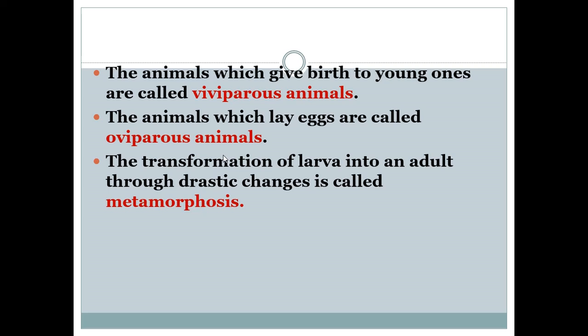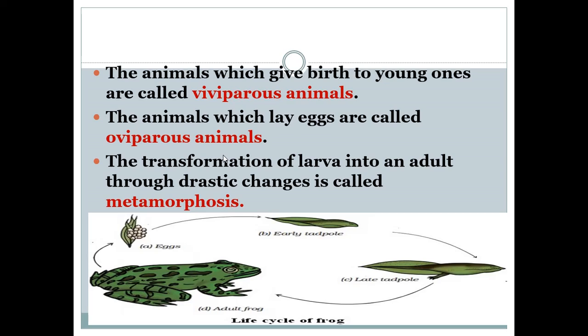Now, there are different stages of growth from young one to adult. The new organism which is born or hatched from the eggs continues to grow till it becomes an adult. In some animals the young one may look very different from the adults. For that we can see one example, the frog. Frog is an example of such a development.